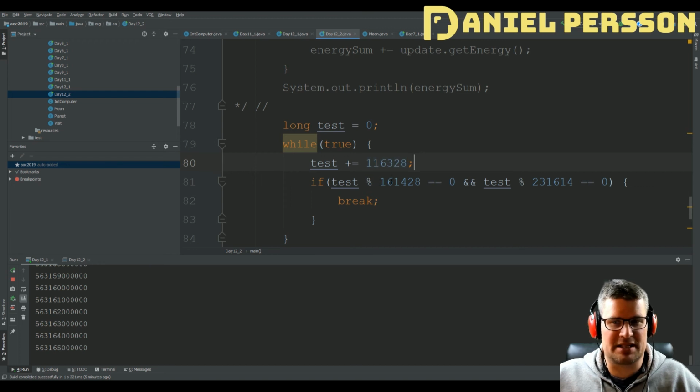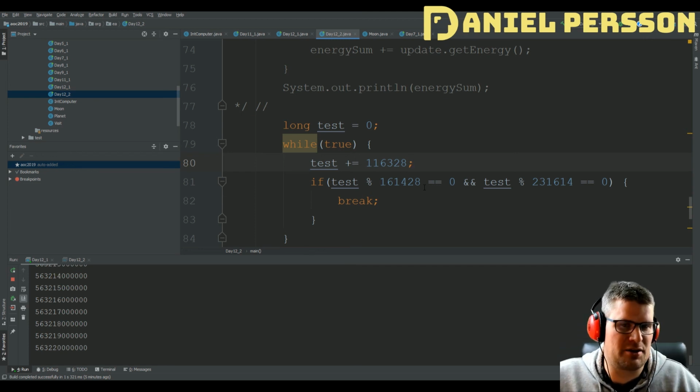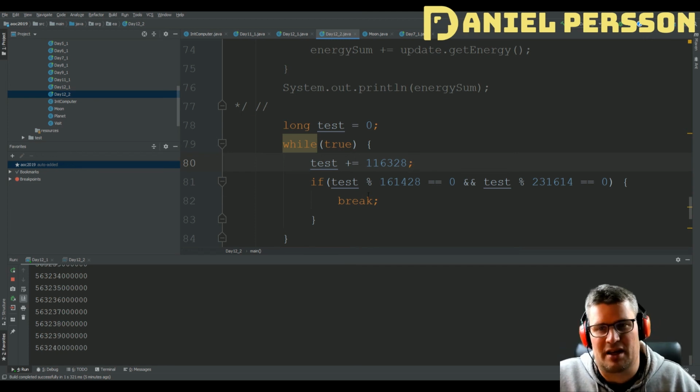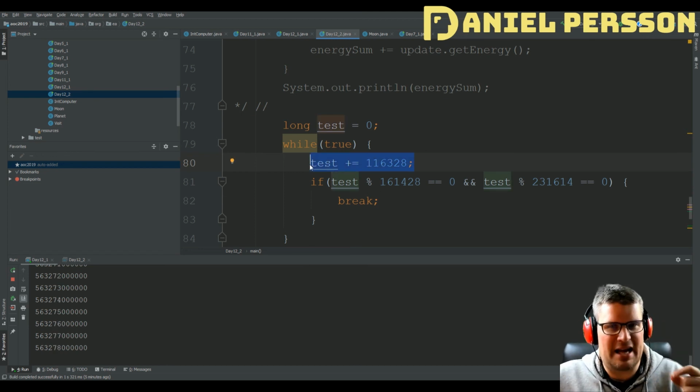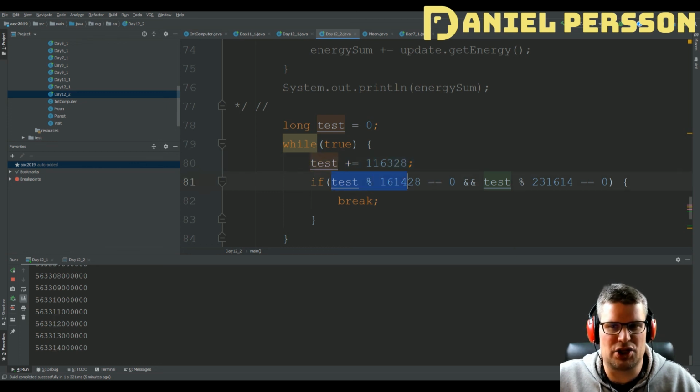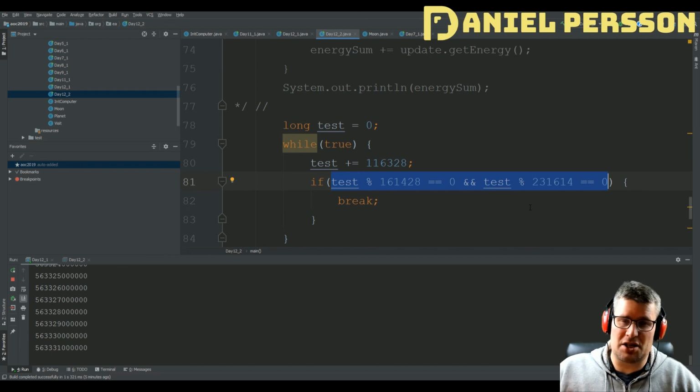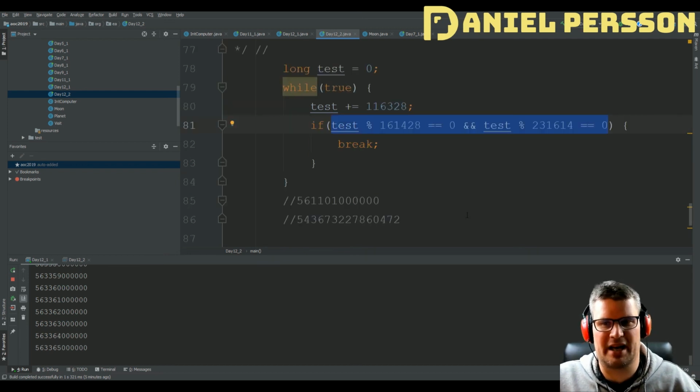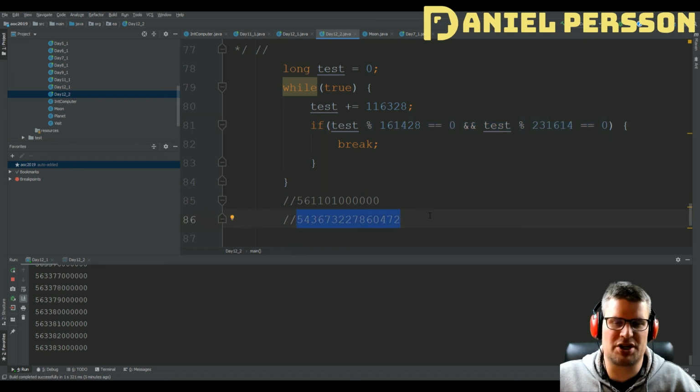116,328, 161,428, and 231,614. And what I did then, I actually took one of these results and added it to a test variable here, and then I just did a modulus operation on each of these to see where they actually collide. And I got this huge number here, and as you see, my test is still running down here.